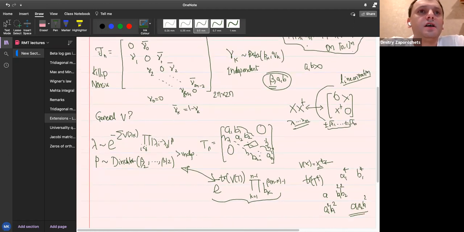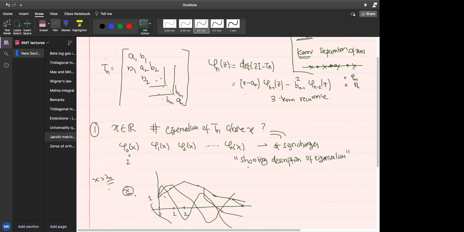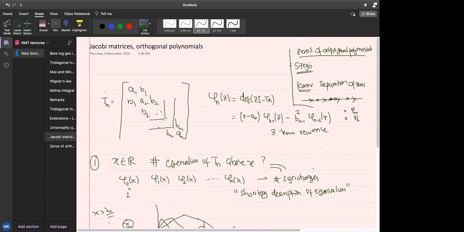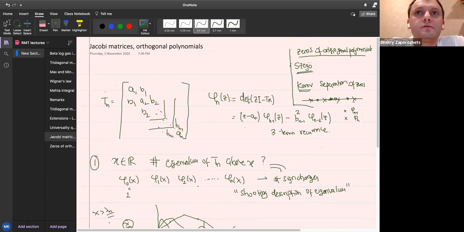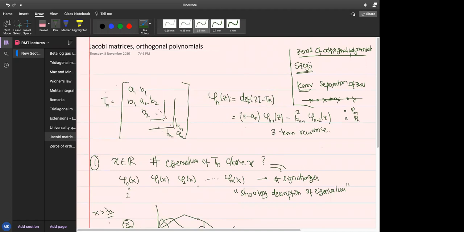And this last shooting description, I didn't catch. Is it due to Szegő, or who first found it? This one, the shooting description? Oh no, I actually don't know. This is more or less Sturm-Liouville. These are discrete Sturm-Liouville. I don't know who considered matrices first. Probably the best reference for these things is Krein and Nudelman.